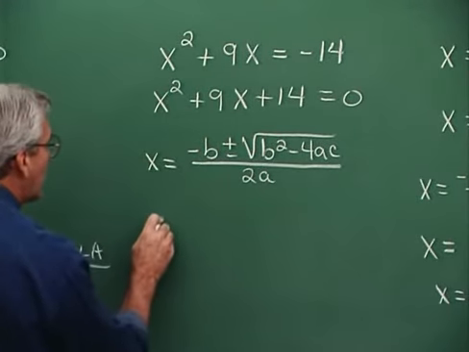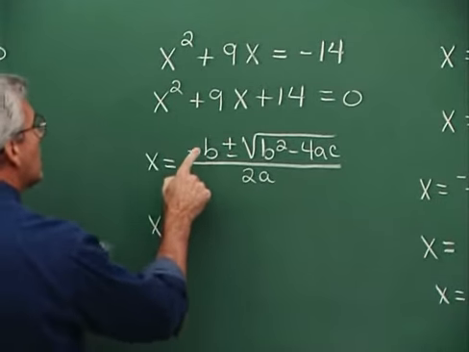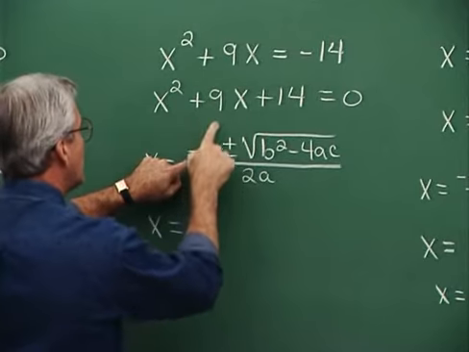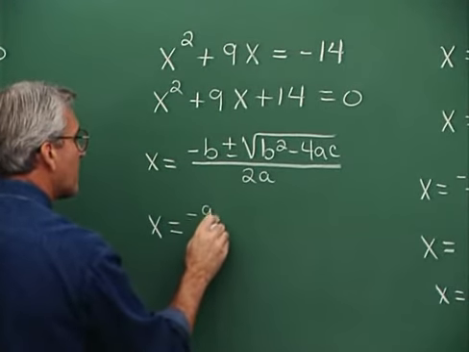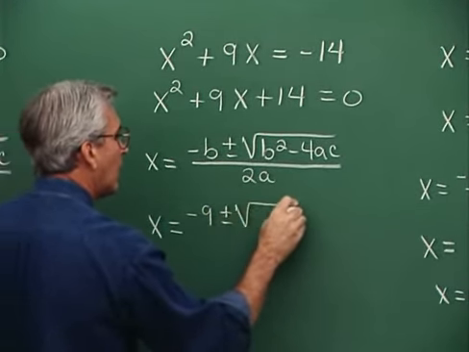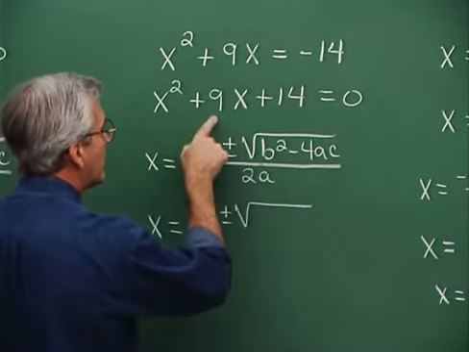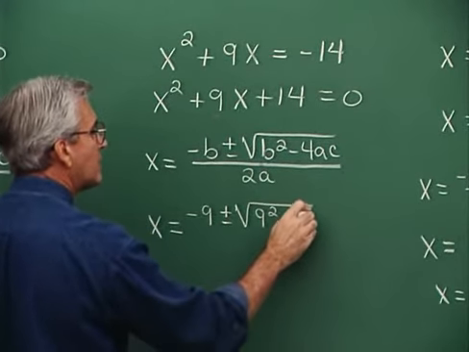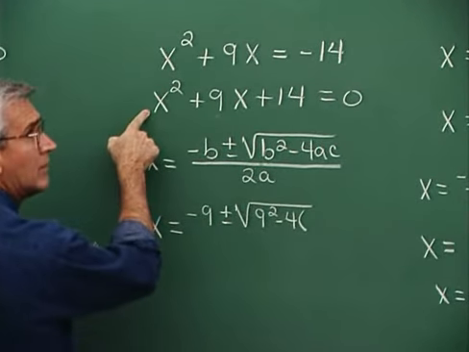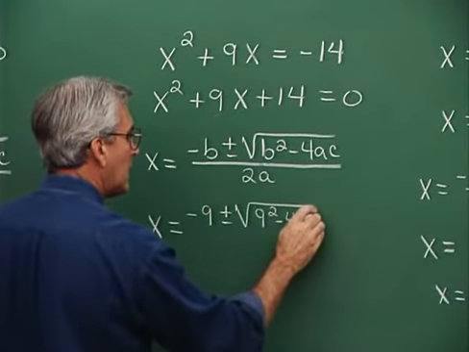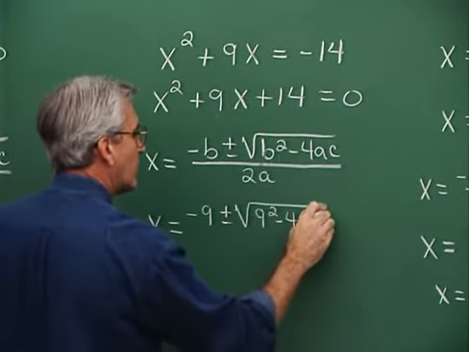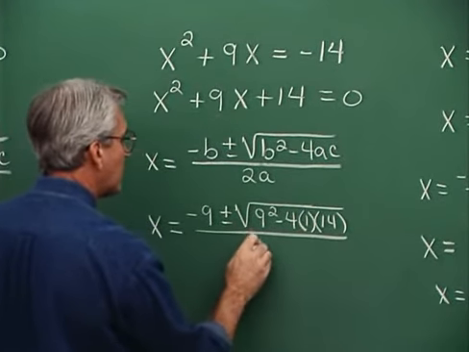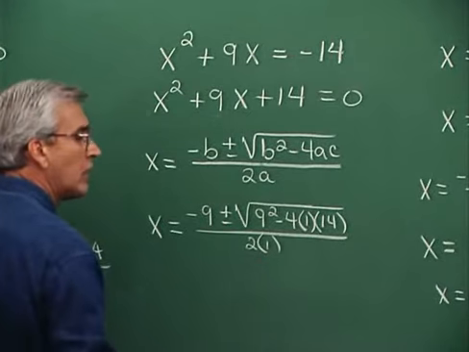All right, so in the next step, we're just going to replace letters with numbers. The value of b is the coefficient of the first degree term, so it's 9. So this is minus 9 plus or minus the square root of, now the b is squared here. The b value is 9, so we have 9 squared minus 4 times a. A is the coefficient of the x squared term, so it's 1. And then c is the constant, 14. And all of this is over 2a, which is 2 times 1. So we want to show that step.